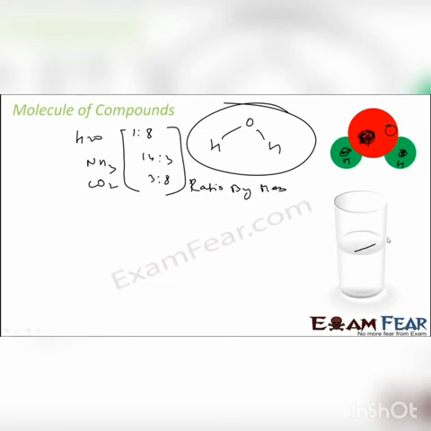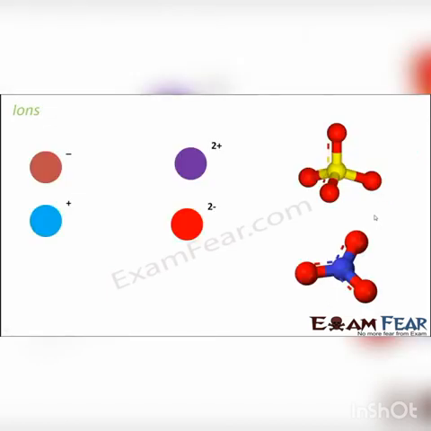Okay, this is water. So if you see, water has hydrogen and oxygen in a fixed mass ratio of 1:8 by mass. So this is molecules of compounds, nothing great in this. I talked about molecules. No, molecules were neutral.